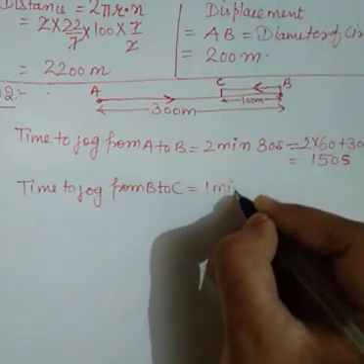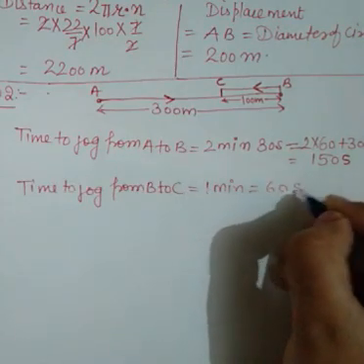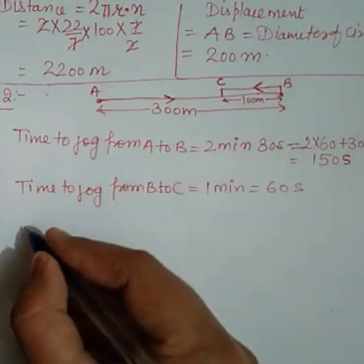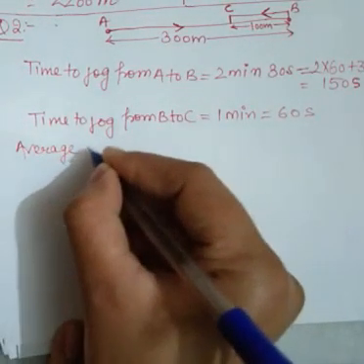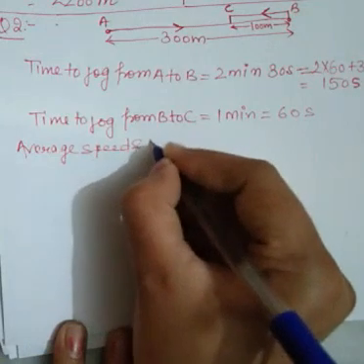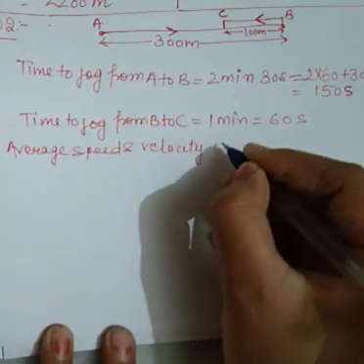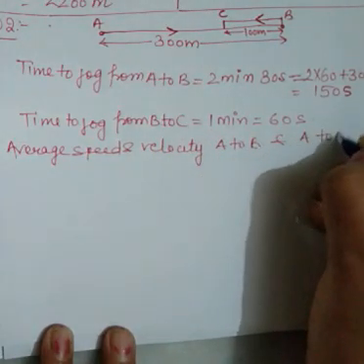What is to be converted? Minutes into seconds. So it will be 60 seconds. And the distance is 100 meters. What are Joseph's average speed and velocity? Means what do we have to calculate? Average speed and velocity, I have to calculate from A to B and then A to C.